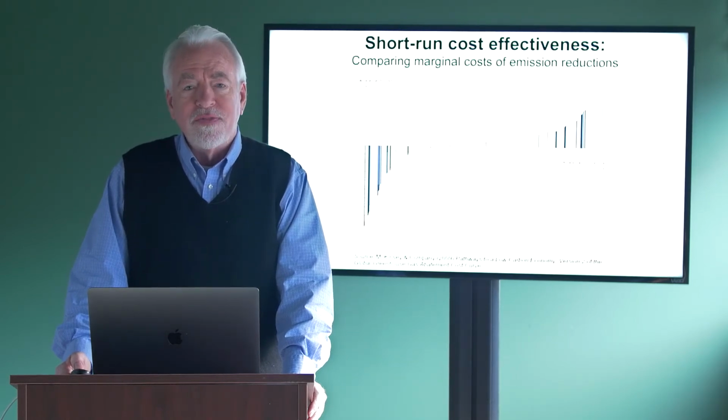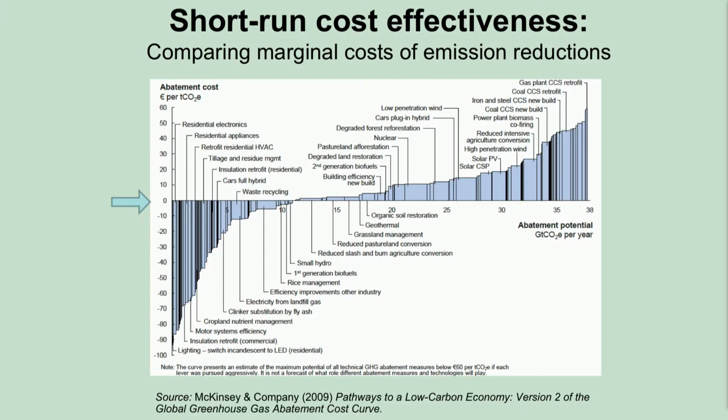First, short-run cost effectiveness. We know that there are some ways to eliminate carbon emissions that are really pretty cheap and others that are pretty expensive. About a decade ago, McKinsey & Company, the consulting firm, tried to look at different ways to reduce emissions and rank them in terms of their cost. And some of the ways were really cheap. LED lighting and insulation retrofits, for example, were very inexpensive ways to reduce our emissions of carbon. And others were pretty expensive.